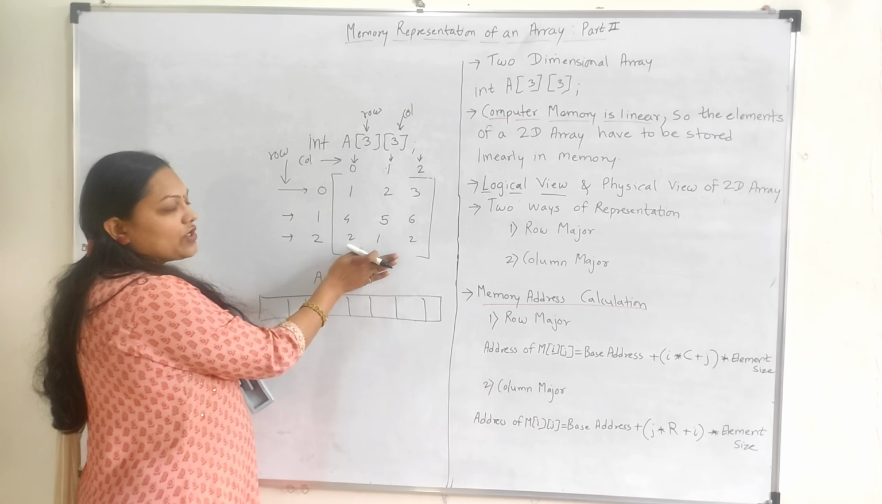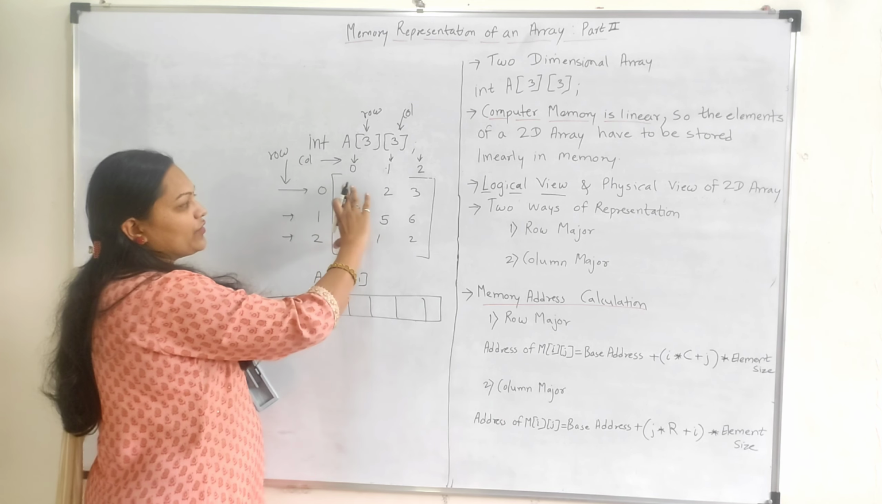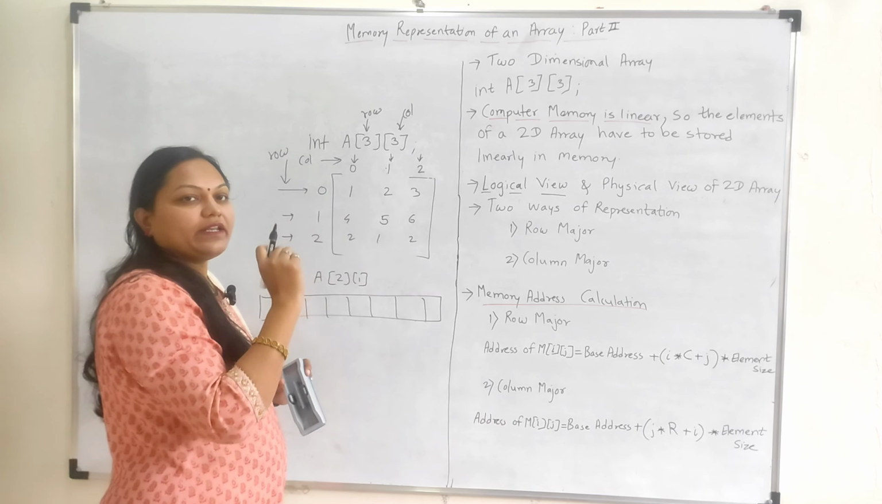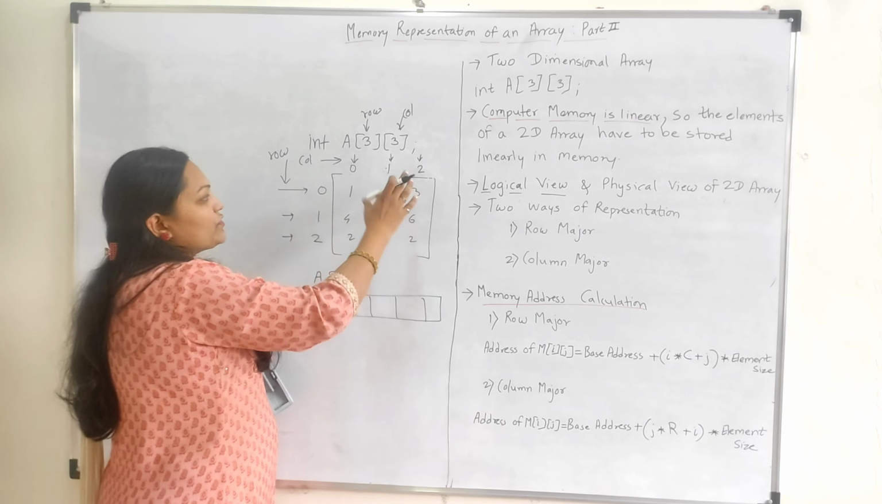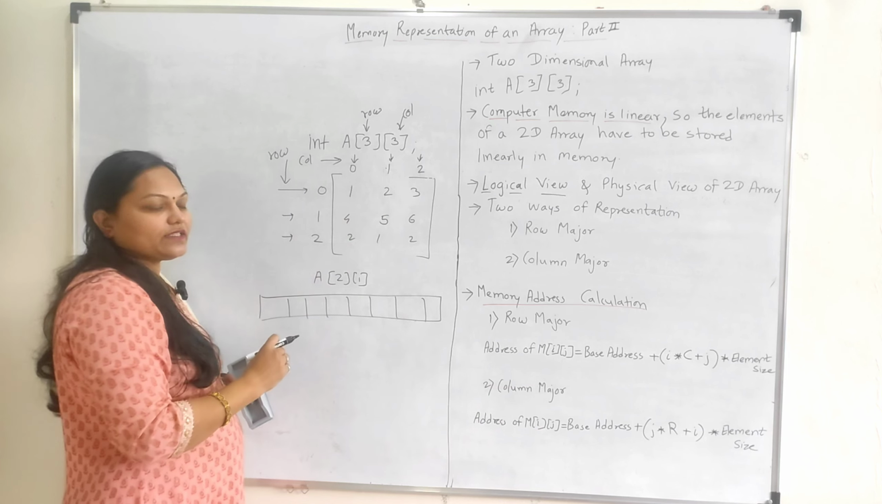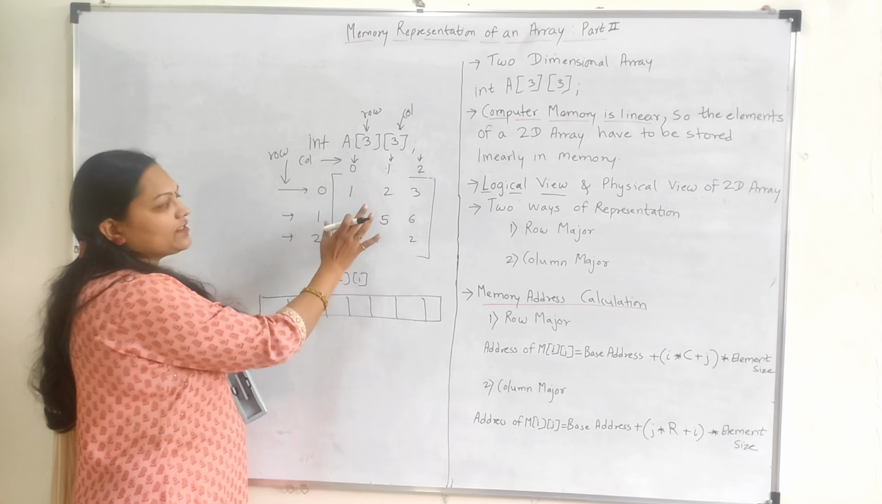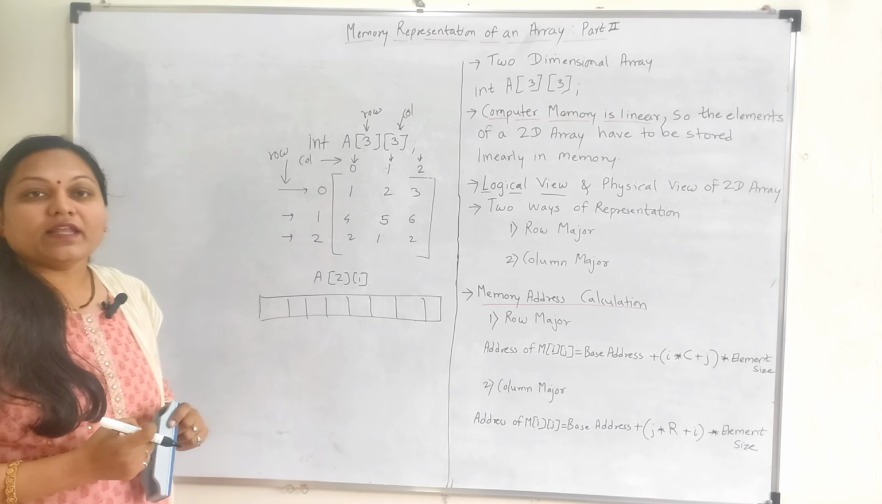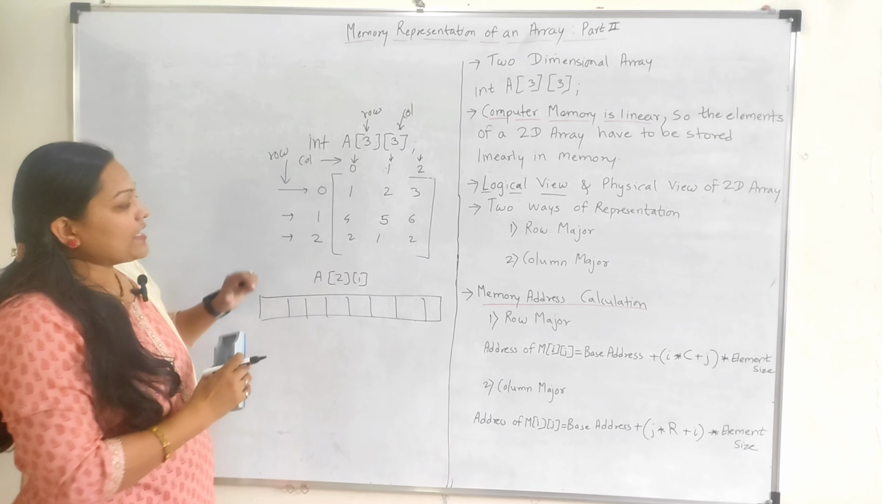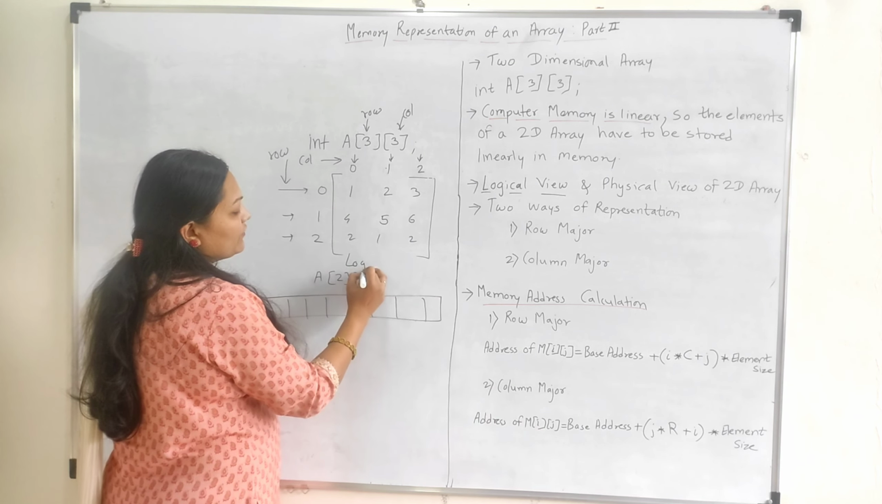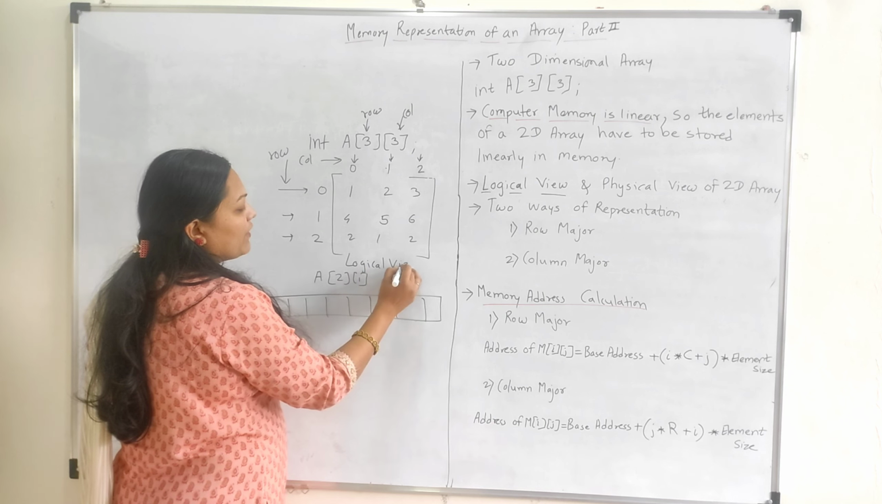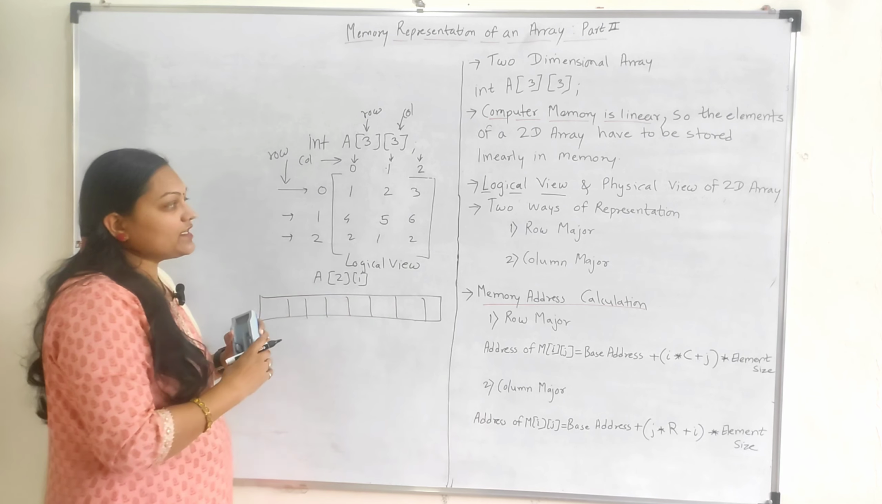So this is the logical view. Logically we are going to store elements like a matrix. We are considering different rows and columns, and by using the index we can access the elements. So this we can say is the logical view of a matrix, a two-dimensional array.